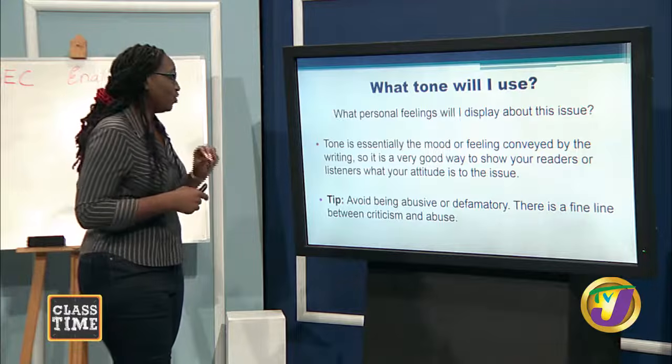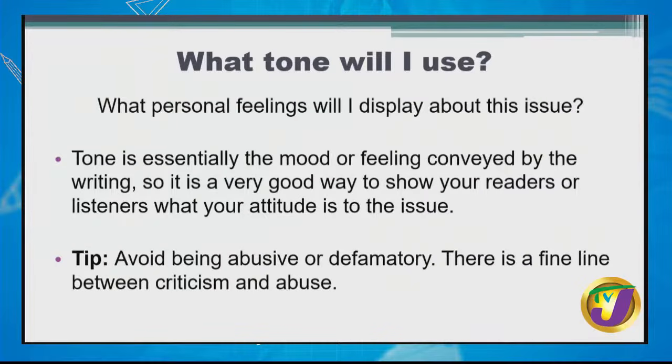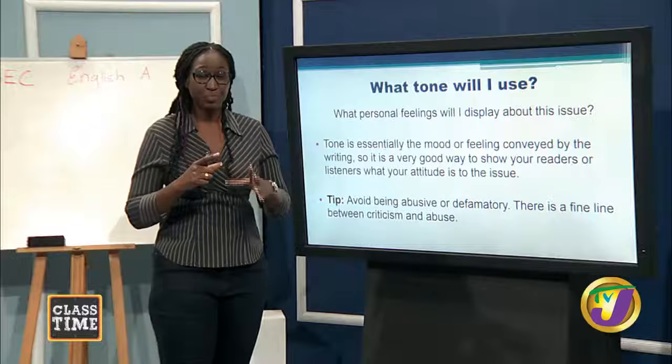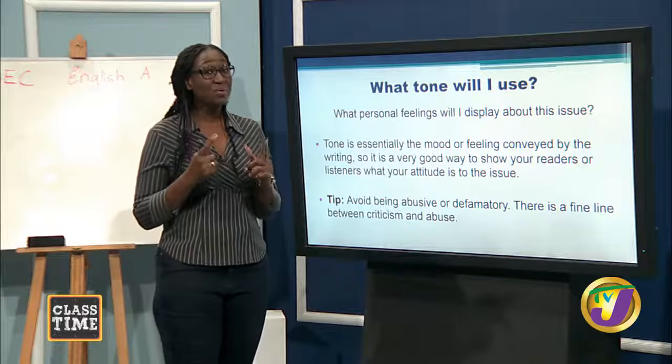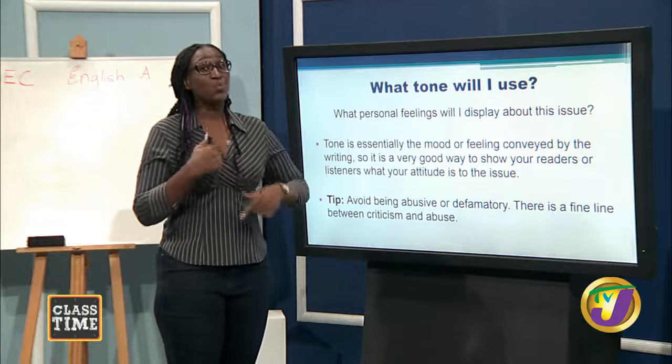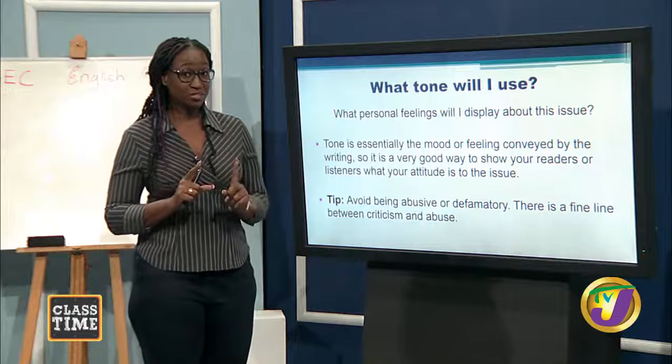Another tip, avoid being abusive or defamatory. Now, you don't want to alienate anyone. Remember, you're trying to persuade. So if you come off overly aggressive, overly abusive, overly insulting, then what you will end up doing is alienating some of the very people who were on your side all along. You might not be abusive towards them specifically, but the tone that you have taken is distasteful to them. So even though they agreed with your point, the way you are bringing it across is what is turning them off. So you need to be very careful.